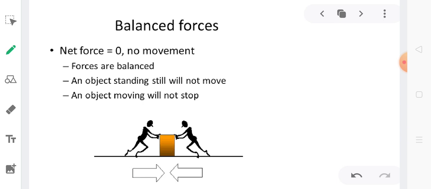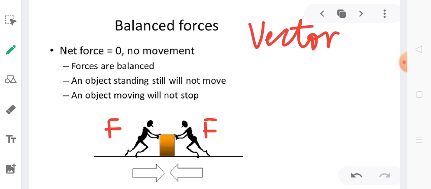Now one question might arise in your mind: how can we understand that net force is equal to 0? Again I have marked that the applied force on both sides, since they are equal, so let the force applied by every person be equal to F. If you remember, in the previous lesson we studied vector quantities. Do you remember that? What are vector quantities? Vector quantities are those physical quantities that have both magnitude and direction. So force is a vector quantity, so obviously it has both magnitude and direction.